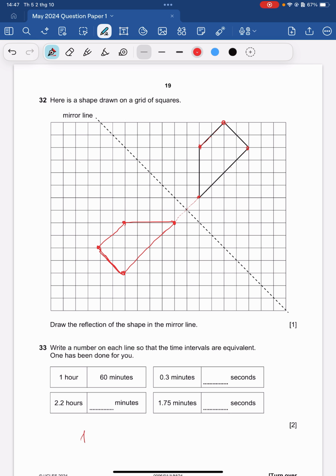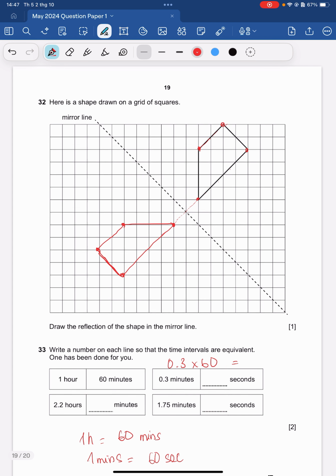We know that 1 hour equals 60 minutes, and 1 minute is 60 seconds. Okay. First, 1 hour is 60 minutes. Yeah, of course. And 0.3 minutes. Okay, minutes to seconds, we times 60. So 0.3 times 60 will be 3 times 6 is 18.